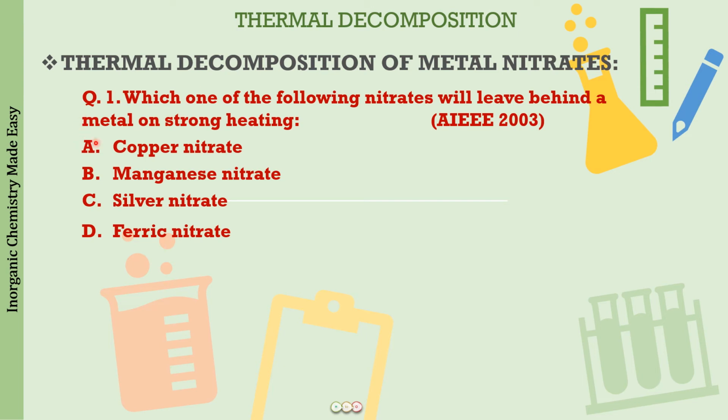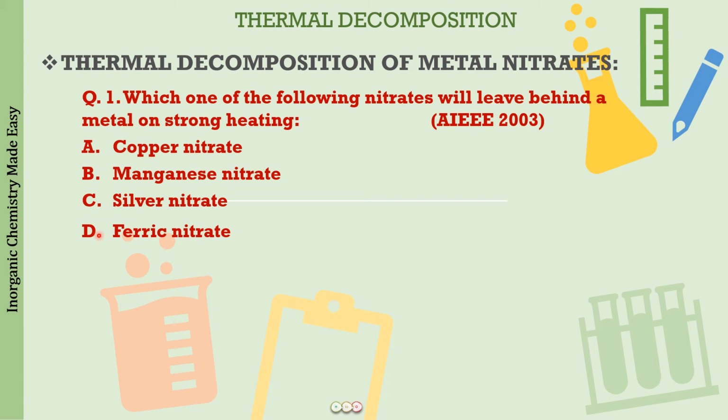So we have copper nitrate, manganese nitrate, silver nitrate and ferric nitrate. Which is going to give us a metal? It is going to be a class 3. Class 1 is going to give us metal nitrite. Class 2 is going to give us metal oxide. It is going to be class 3, which is going to give us a metal, NO2 and oxygen.